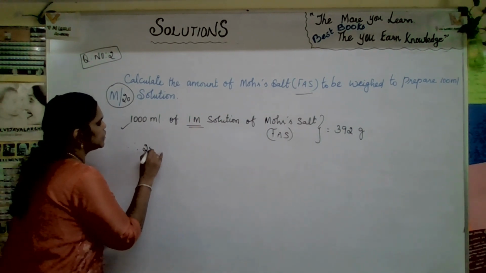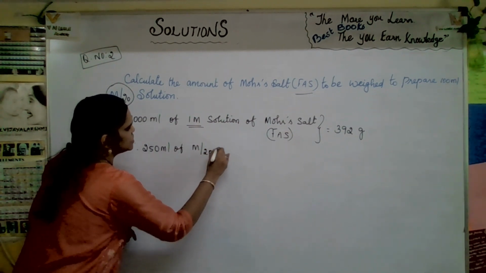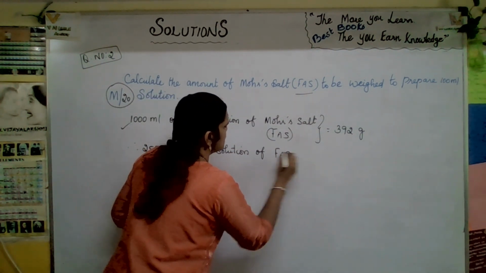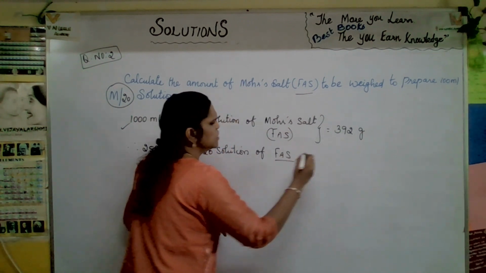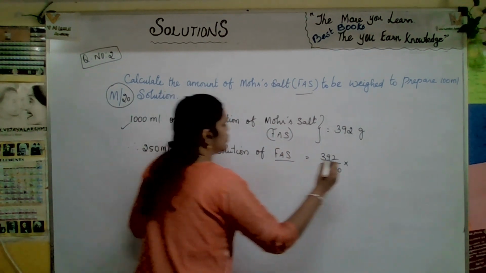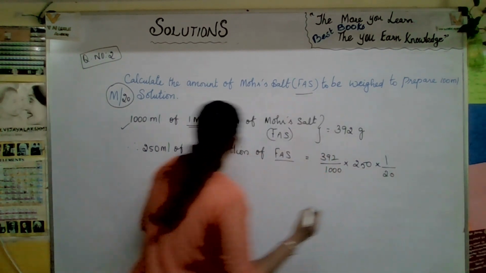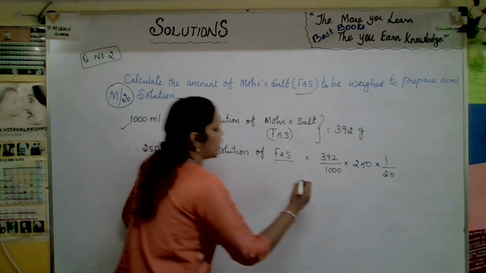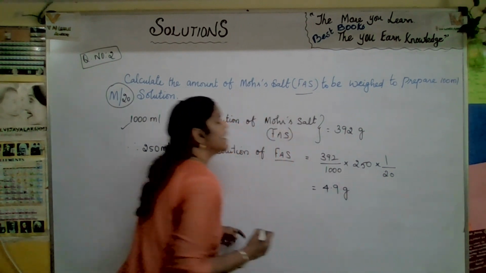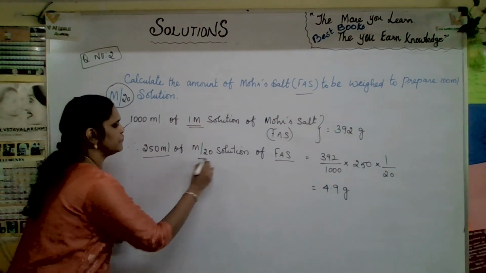Therefore, 250 ml of M/20 solution of FAS, the same FAS, equals 392 divided by 1000 into 250 into 1/20. 1/20 is here, no? Okay, now if you calculate this, you will get 4.9 grams required to prepare 250 ml of that solution of M/20.